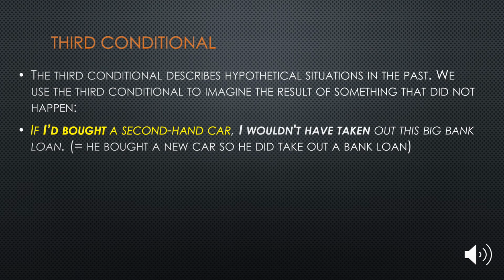Now the next type of conditional I would like to talk about is the one known as third conditional, and this one describes hypothetical situations in the past, and we use it to imagine the result of something that did not happen. So this is something that we cannot change. So the example goes like this: if I had bought a second-hand car, I wouldn't have taken out this big bank loan. So this person bought the new car, and actually he did take out a bank loan. So this is what he's trying to imagine, but there's nothing that this person can do.